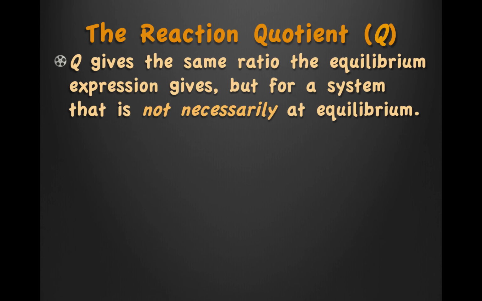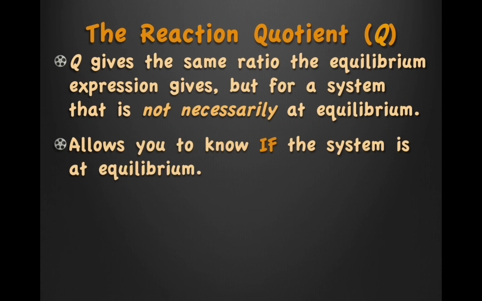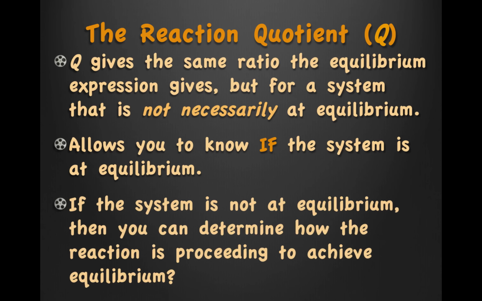Q gives the same ratio the equilibrium expression gives, but for a system not necessarily at equilibrium. All you need to do is plug in those concentrations to determine if the system is at equilibrium. If the system is not at equilibrium, then you can determine how the reaction is proceeding in order to achieve equilibrium. Let's look at an example.